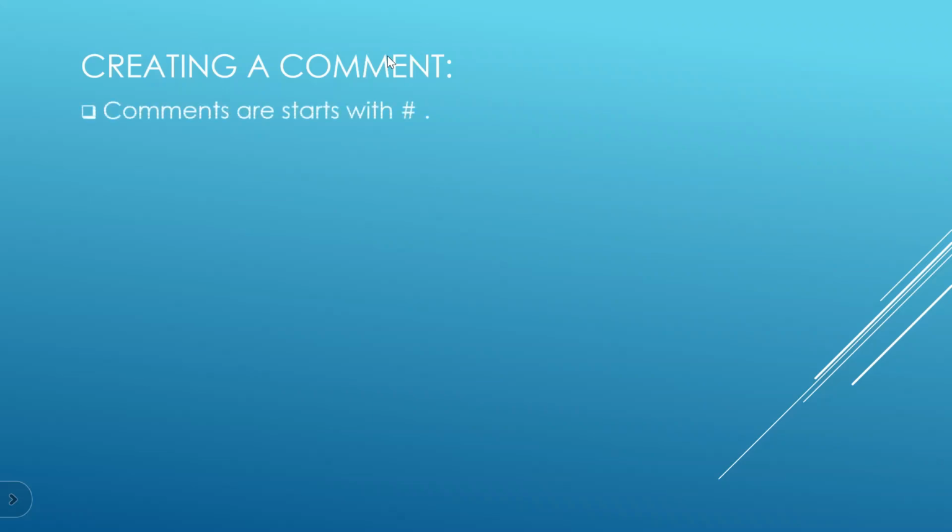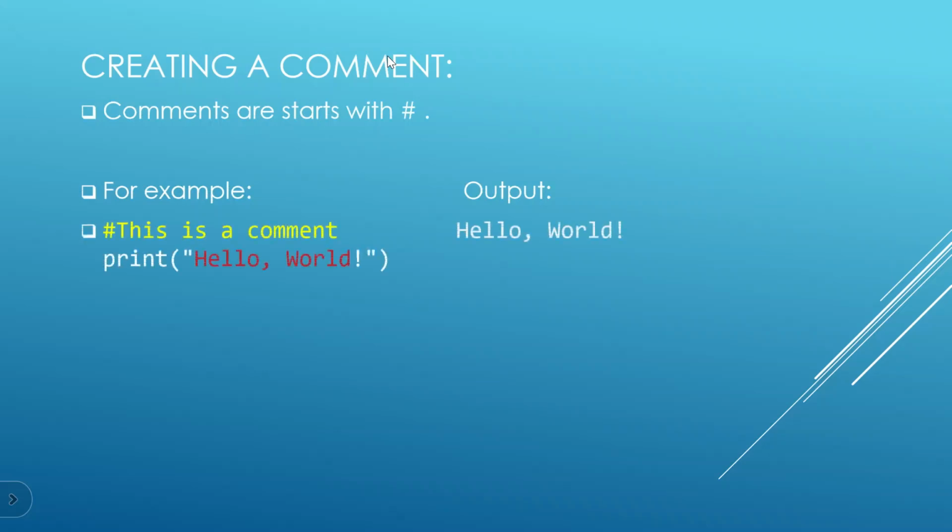Before creating a comment, we should know the uses of comments. Comments can be used to explain the Python code, to make the code more readable, and to prevent execution when testing code. Comments start with a hash, and Python will ignore them. For example, hash this is a comment, print hello world. The output is hello world.